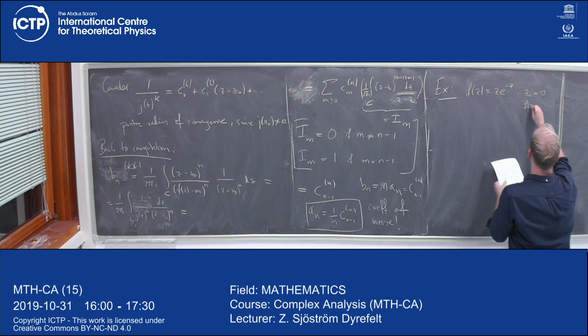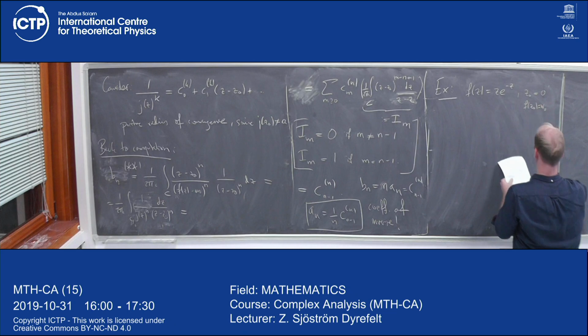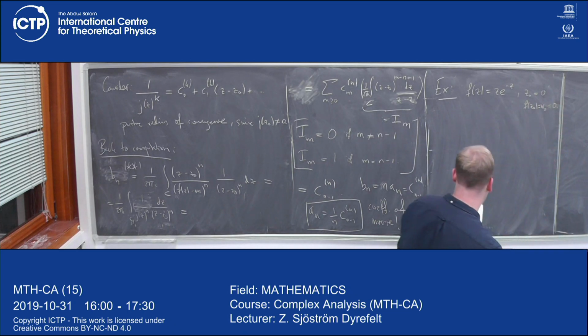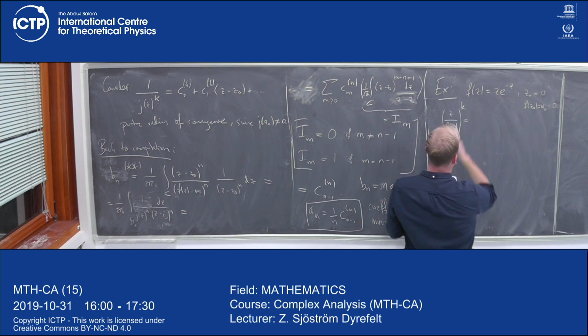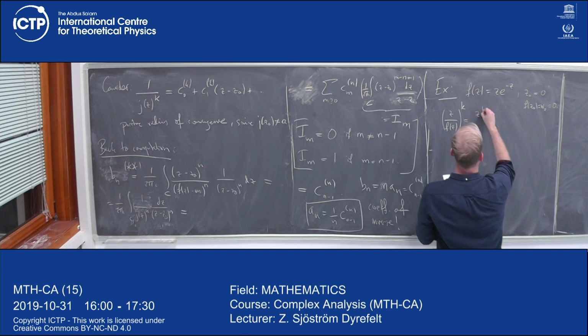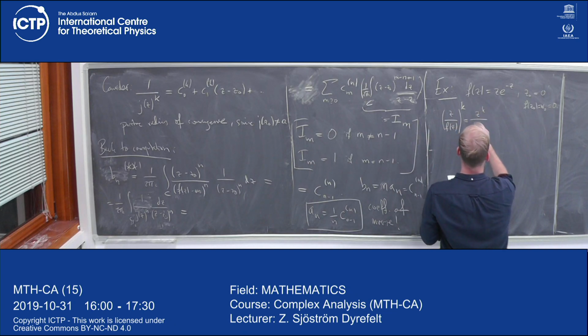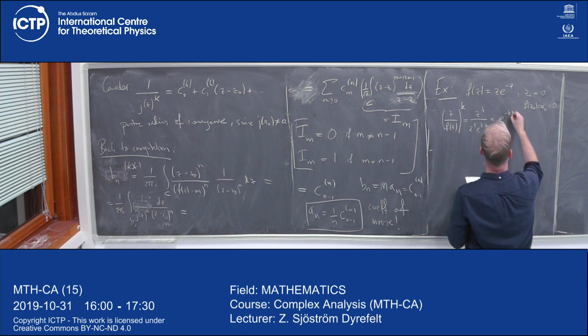Z0 equals 0. So this W0 is also equal to 0. So this is now our application. Then we get that this j thing, so 1 over j, bar k is this, which is equal to this, which is equal to e to the minus kz.